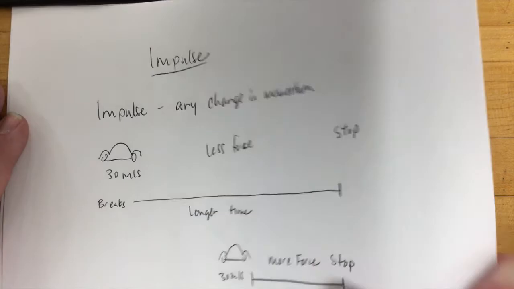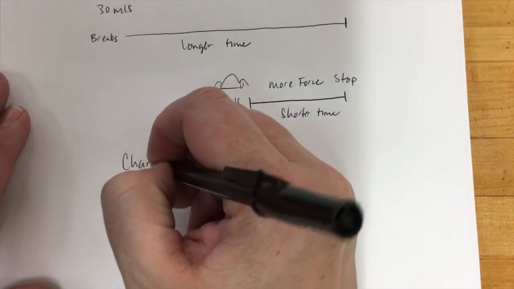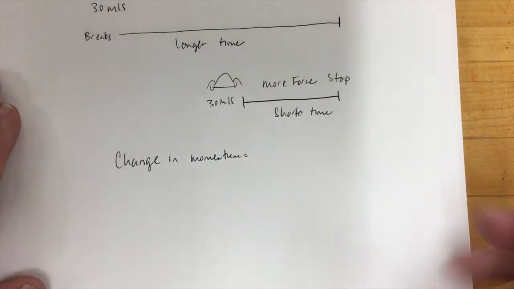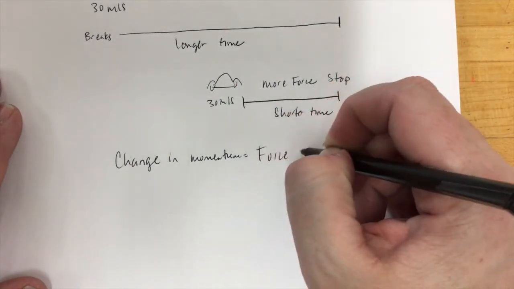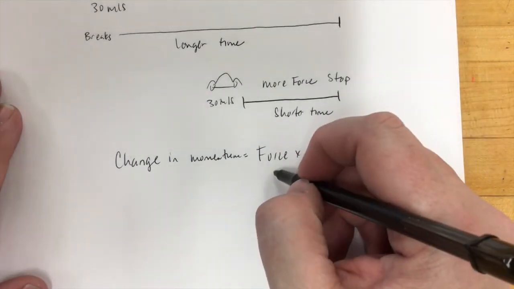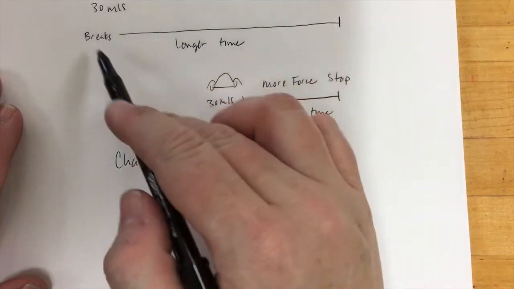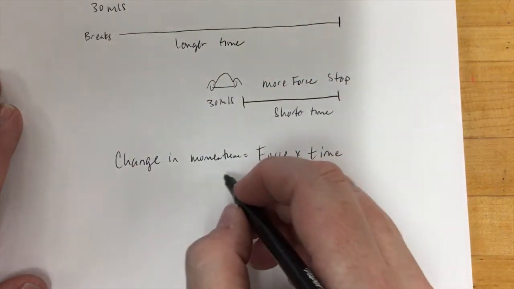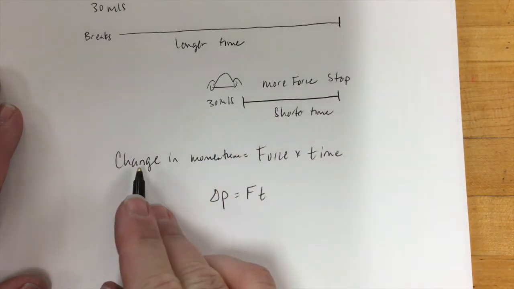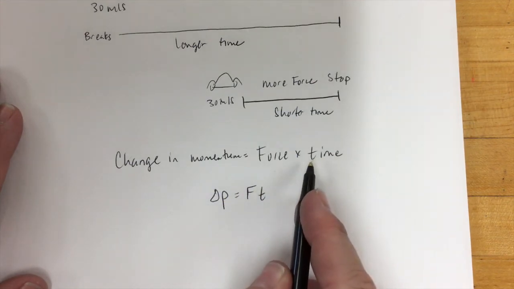The equation that we use for impulse looks like this. You have a change in momentum is going to be equal to your force applied times the time it takes to stop. If you have a big force, you can have a little time, like you have here. If you have a little force, it'll just take a longer time. We write this like this. We say delta P is equal to F times T. Change in is the delta sign, momentum is the P, and then force and time.